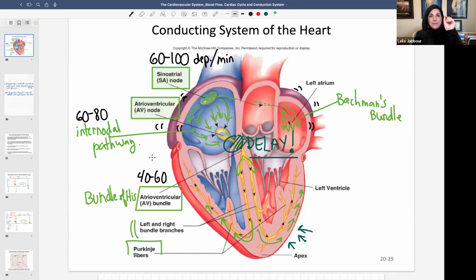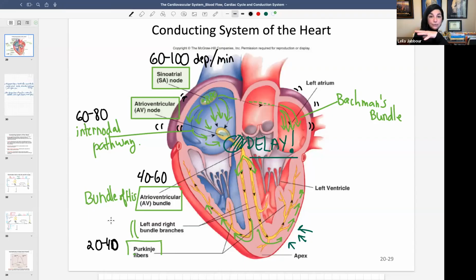So it's sending a signal 60 to 100 depolarizations per minute, or 60 to 80, or 40 to 60. You see how it's less and less and less. And then the Purkinje fibers right there are actually sending signals from 20 to 40 depolarizations per minute. So why am I saying that? And I won't ask you about memorizing these numbers on an exam per se. I just wanted to show you something.